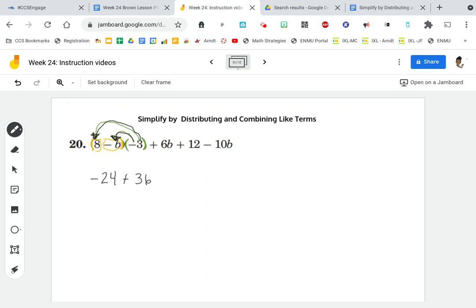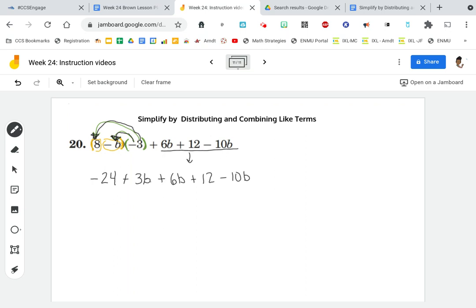Now, I haven't done anything with the rest of this stuff, so I am just going to bring it down. I'm bringing down the plus. And let me change my b. That b looks like a 6. Let me make that look more like a b. Okay, I'm bringing down the plus 6b. I'm bringing down the positive 12. And I'm bringing down the minus 10b.